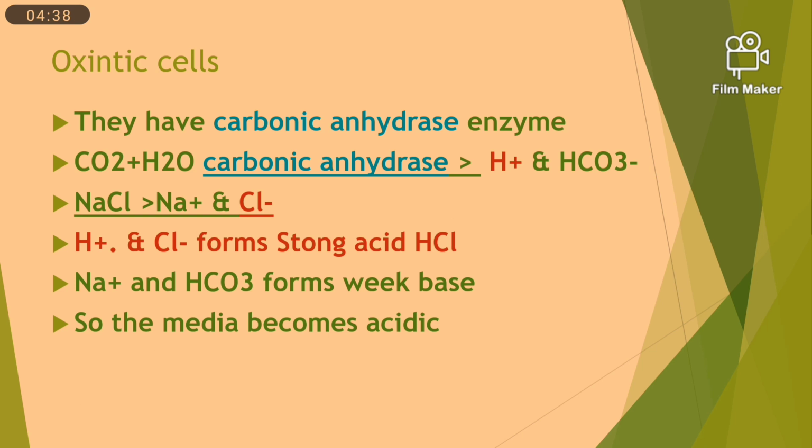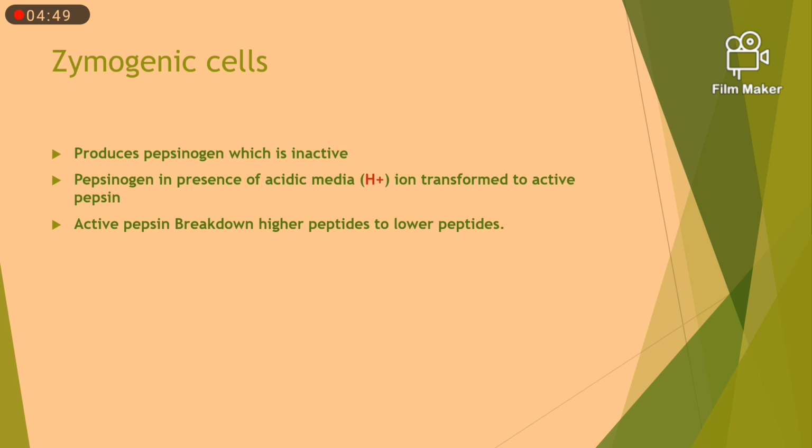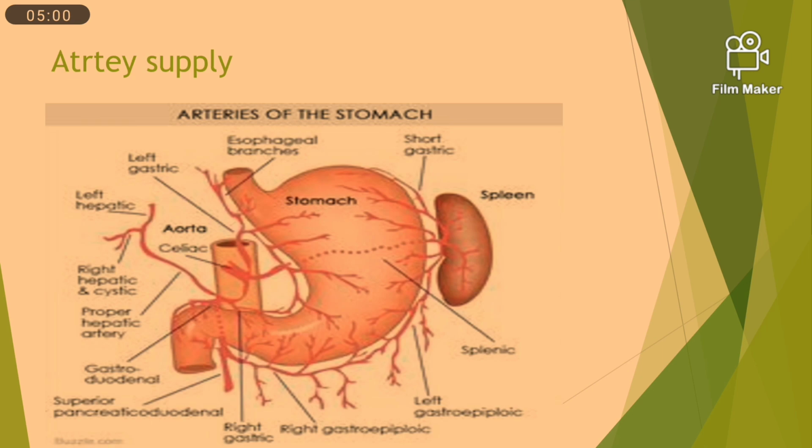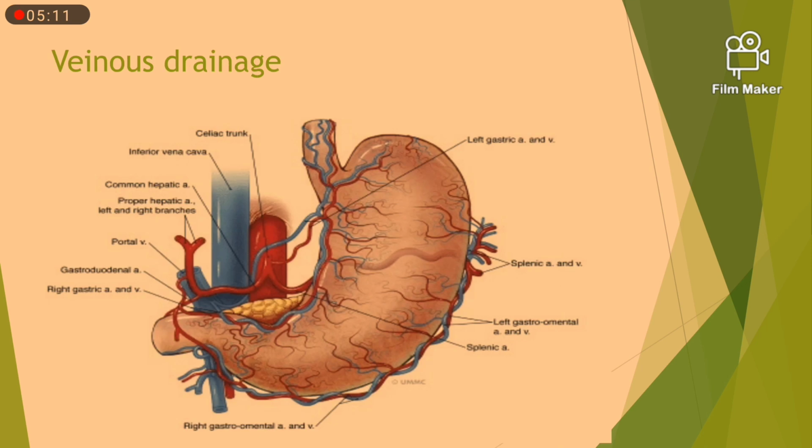Now this is carbonic anhydrase situated in the oxyntic cell, which catalyzes the reaction to form H2CO3, a weak acid, and in the zymogenic cell, you can see H plus ion formed by the oxyntic cell activates pepsinogen into pepsin. This is the arterial supply: right and left gastric artery, right and left gastroepiploic artery, and short gastric artery. These arteries supply, and corresponding veins provide venous drainage of the stomach. So this is the venous drainage.